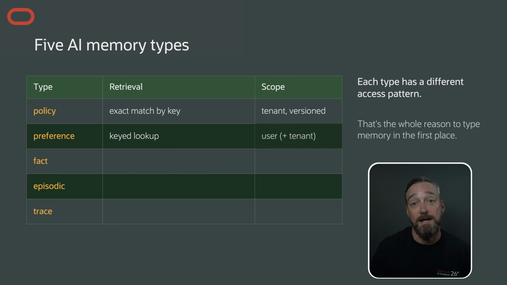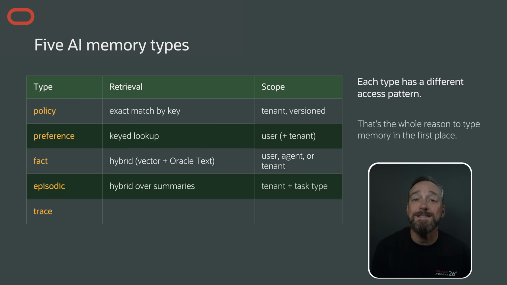Preferences are a keyed lookup, and they feed the static part of the prompt, which keeps it cache-friendly. Facts are the interesting one. They carry scope, an embedding, a content hash, provenance, and a status. Retrieval is hybrid because some questions are a lookup and some are conceptual.